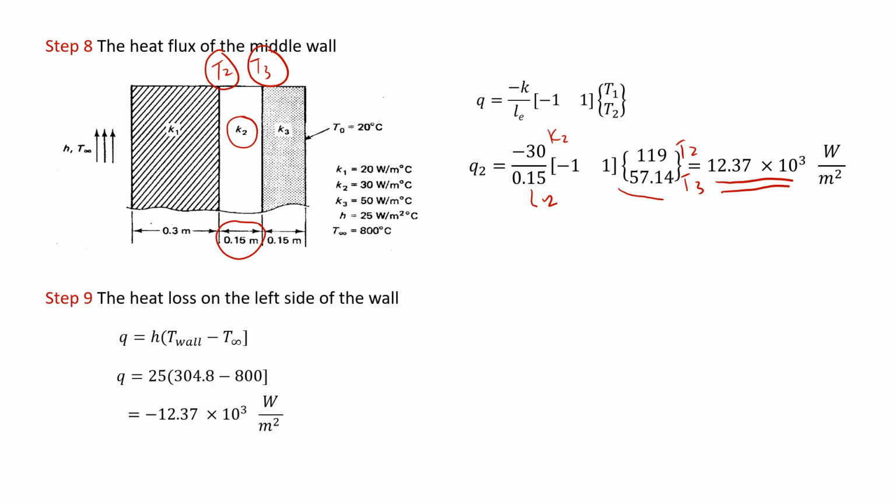The last task is to determine the heat loss on the left side of the wall. So the equation for the heat loss is Q equal to h times T wall minus T ambient. Since we want to calculate the heat loss on the left side of the wall, the T wall in this case will be T1. T ambient is given from the question, which is 800. h also is given in the question, which is 25. So by substituting those values into this equation, we can obtain the heat loss on the left side of the wall. The negative value here means that the heat is being consumed.